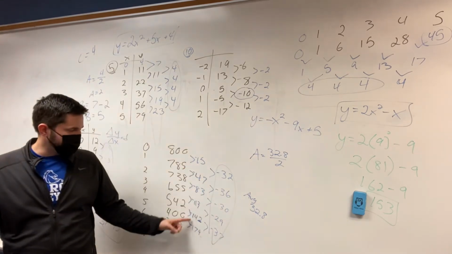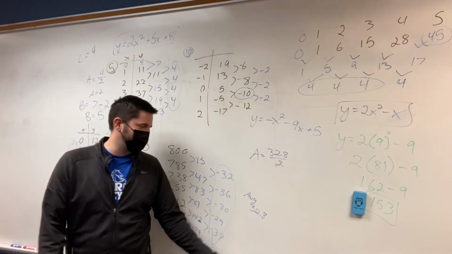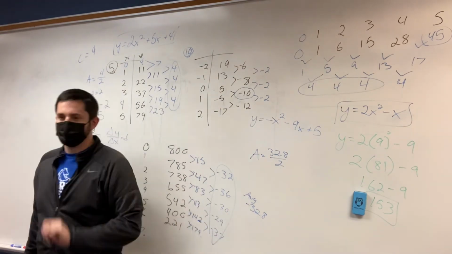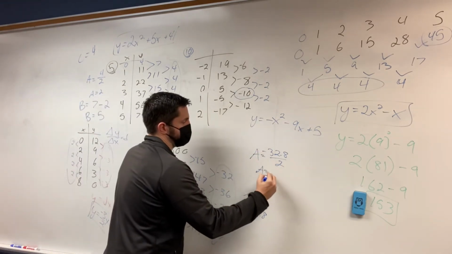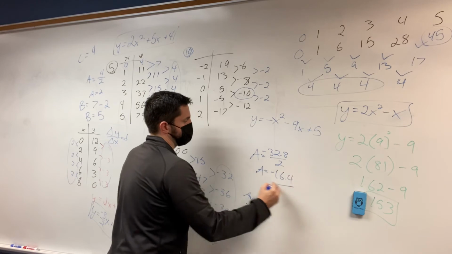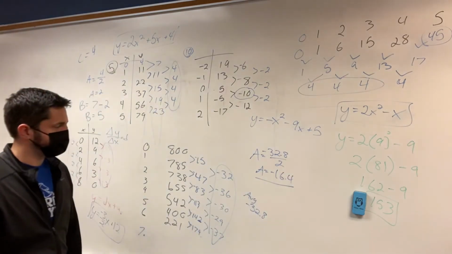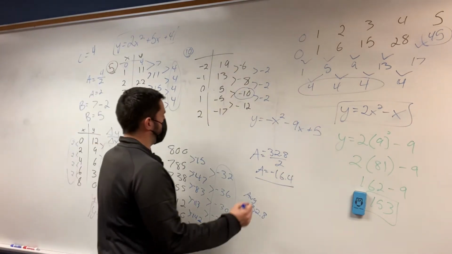All these are negative going down. This was also, make sure you don't lose the negative. Yes, good catch. So then that means this is negative, which means A is negative 16.4. Cool. All right. The B value, I'll do right here.